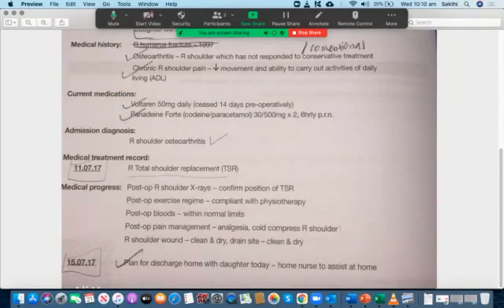But this one was actually ceased 14 days pre-operative, so you don't need to mention this. Voltaren is not needed. It's already finished, so you don't need to mention this, but you have to mention this one. That is both analgesia only. You haven't separately written, that's okay. But did you mention? I wrote like that. Analgesia, as well as dosages, frequency.